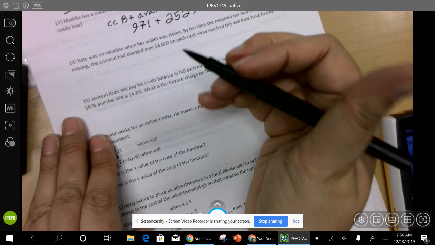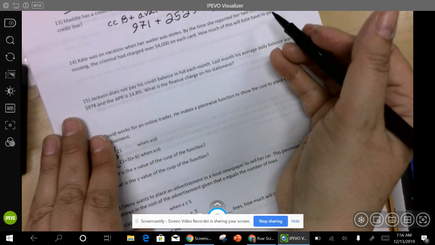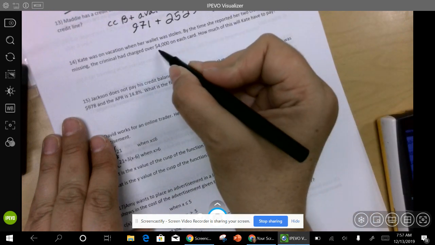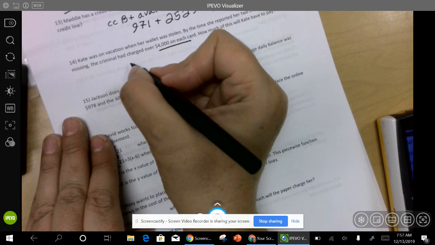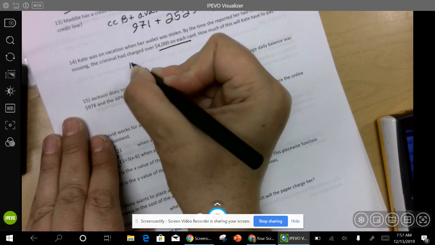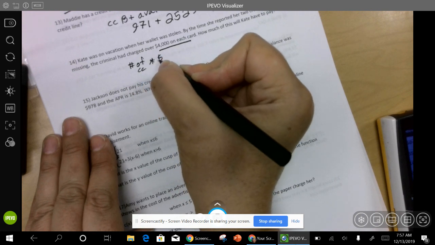Okay, for Maddie. Kate was on vacation when her wallet was stolen. By the time she reported it, her 2 credit cards were missing. Criminal charged over $4,000 on each card. How much of this will she have to pay? Okay, so everybody remember, it's going to be number of cards times 50.